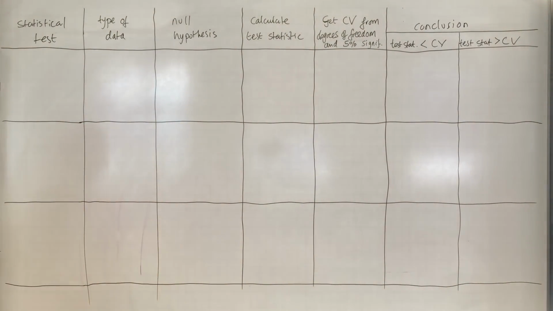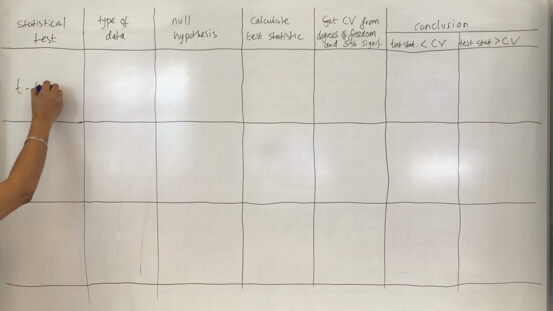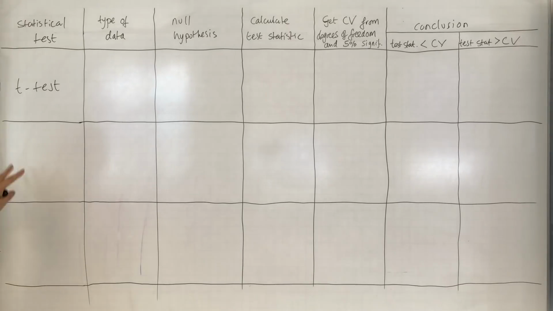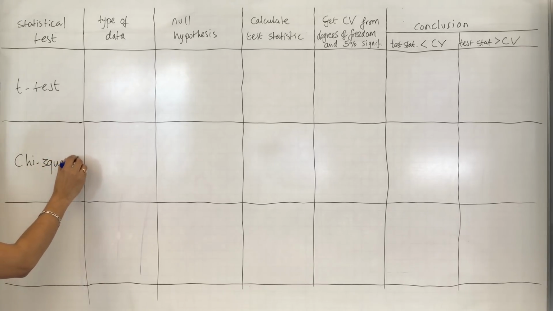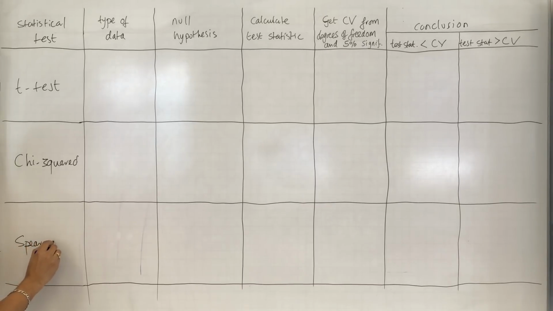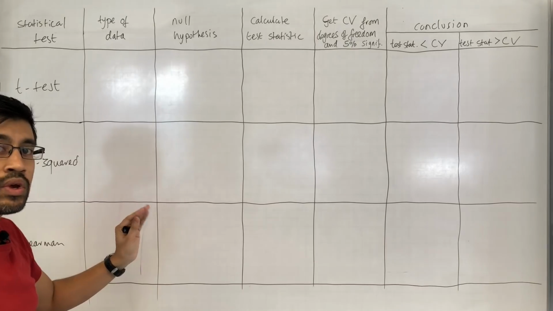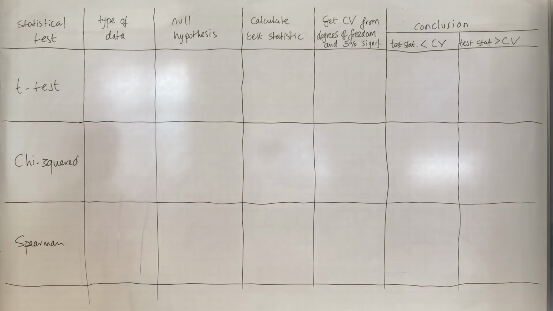Okay, so let's begin. So what are the three types of statistical tests? First, we have the t-test. Then we have the chi-squared test, and finally the Spearman rank correlation coefficient test. So essentially it's these three tests. So let's begin with when do you use each one.